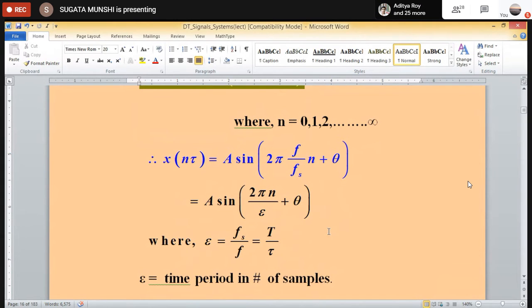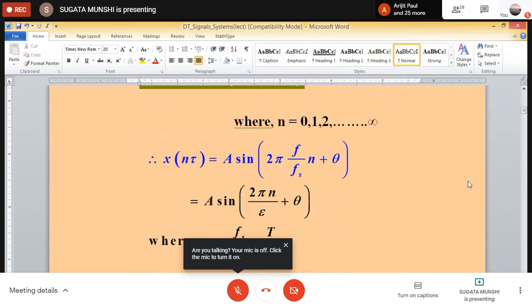Epsilon can be called the time period in terms of number of samples. How many samples are there in one complete cycle? Because it is T divided by tau, doesn't it show that epsilon is the number of samples in one complete cycle of the sinusoid? That's why we call epsilon the time period in terms of number of samples.